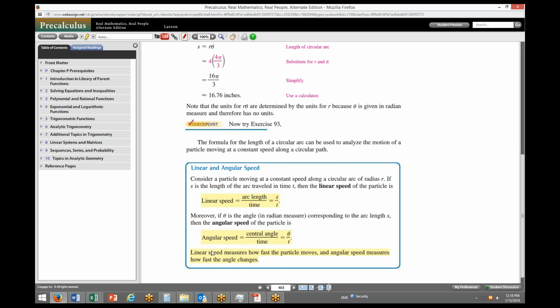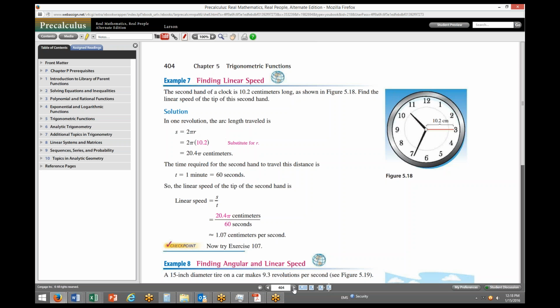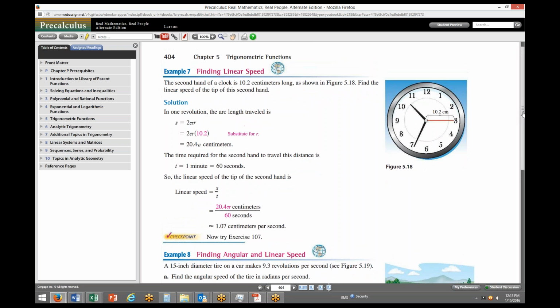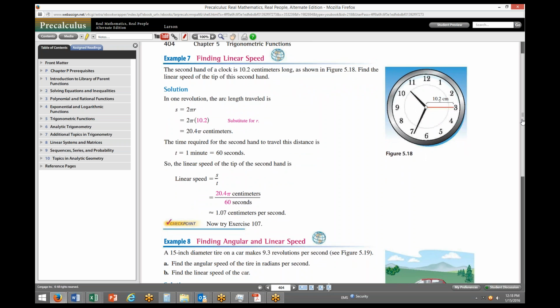So, like they say here, linear speed measures how fast the particle moves, and angular speed measures how fast the angle changes. And to wrap up this very first lesson, I want to go through a couple examples with you of word problems involving linear speed and angular speed. Now let's do this together. You do have some homework problems like these. So here's example 7 on page 404 of your text, finding linear speed.